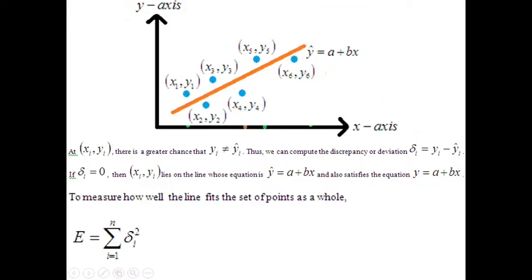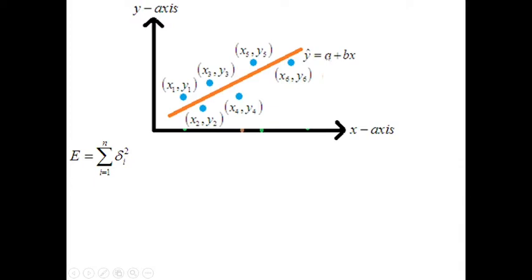So, to measure how well the line fits the set of points as a whole, we use this formula. E equals summation delta sub I squared from I equals 1 to n. So this is a measurement of how well the line fits the set of points as a whole. Itong E na to, I will discuss this in detail mamaya. So let's move na dito sa graph na to.